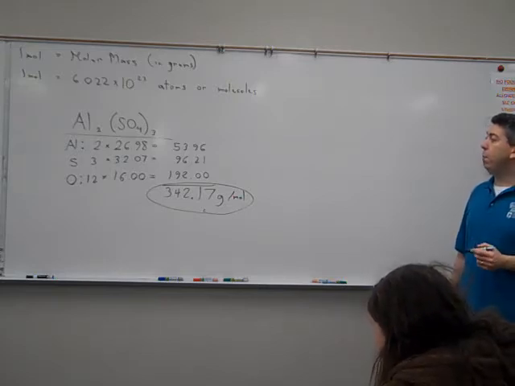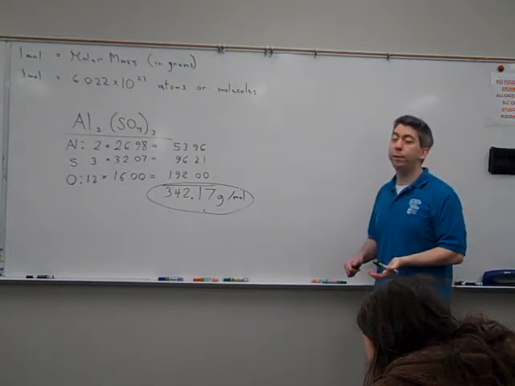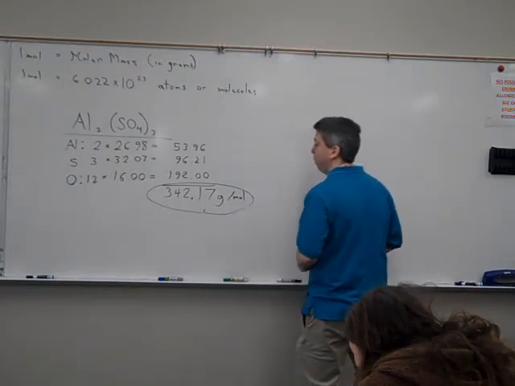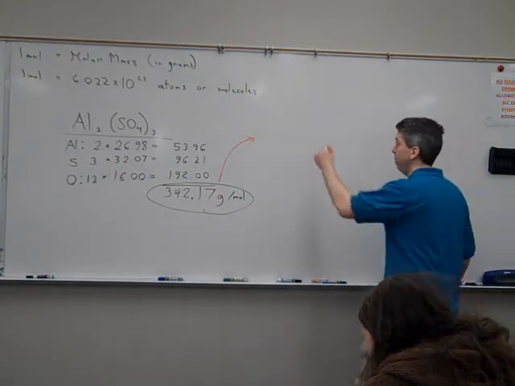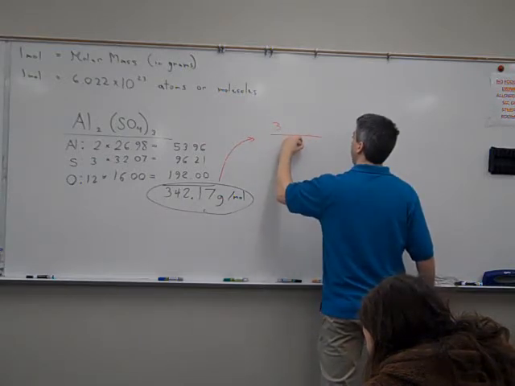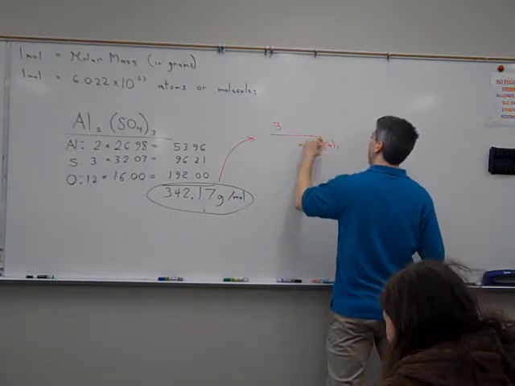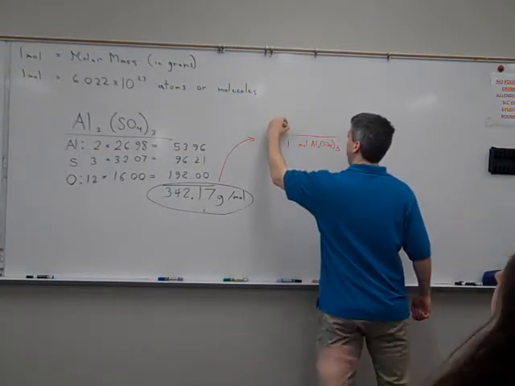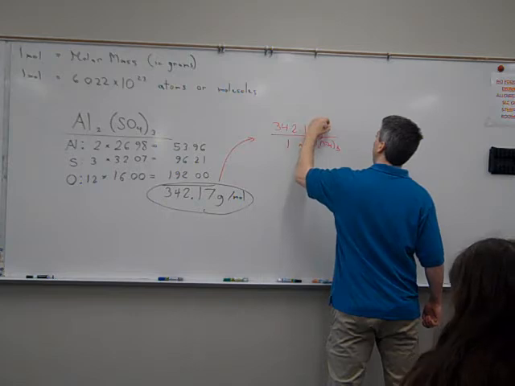So if this is the molar mass, what is that good for? Well, molar mass allows you to convert from either grams to moles or moles to grams. Essentially, this number can be split up into its conversion factor form. If you're starting with moles and you want to go to grams, then moles would have to come on the bottom. So I would say I have a mole of aluminum sulfate, and 1 mole of aluminum sulfate is equal to 342.17 grams of aluminum sulfate.